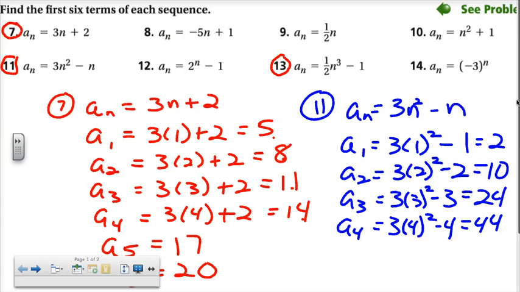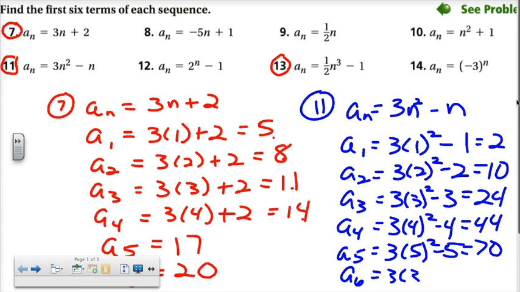And they wanted the first 6, so the 5th term will be 3 times 5 squared minus 5. 5 squared is 25, and 3 times 25 is 75, and 75 minus 5 is 70. And then the 6th term will be 3 times 6 squared minus 6. 6 squared is 36. 36 times 3 is 108. 108 minus 6 is 102.